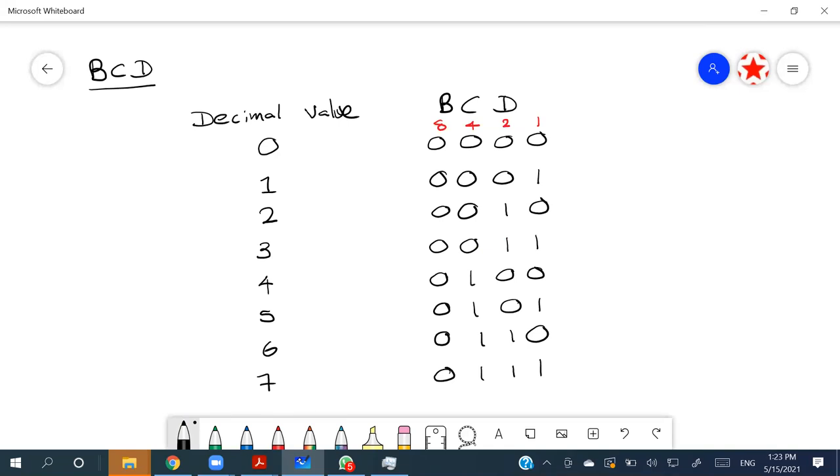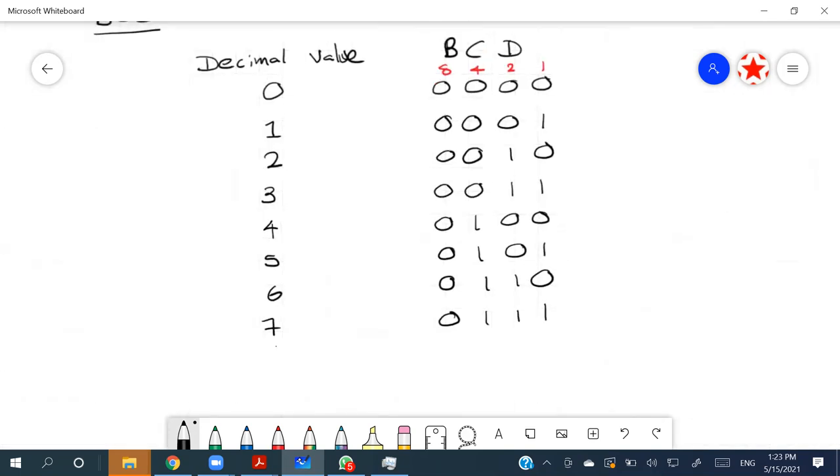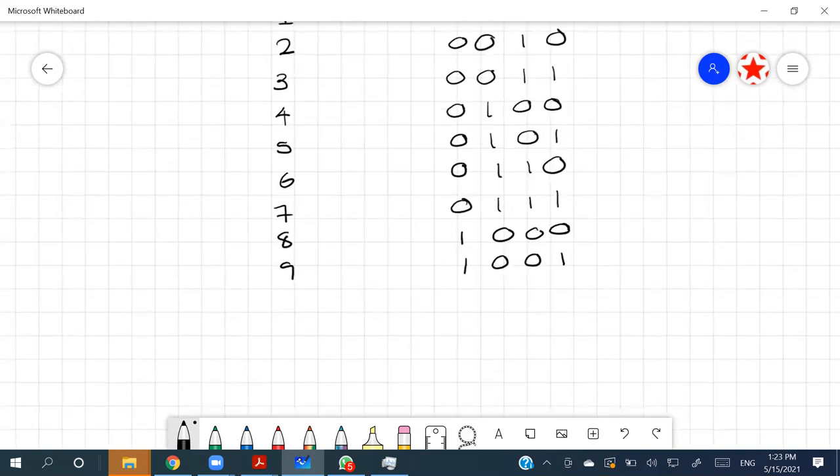And 1, 2 zeros, 1, right? Which is very simple. When we know the place values, we can write this without a problem, right? So 8 is given like this, and 9 is given like this, right? So remember, in BCD conversion, it is just decimal numbers or decimal characters represented using a binary value which has 4 bits.